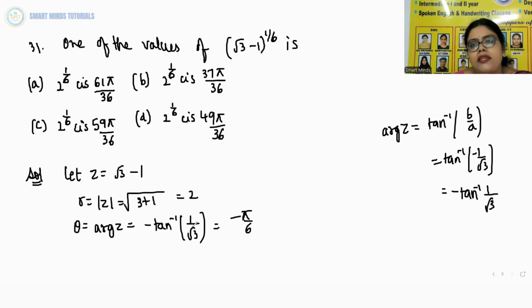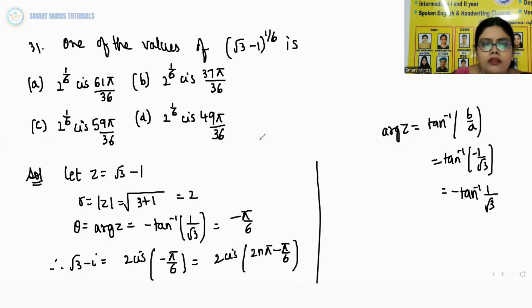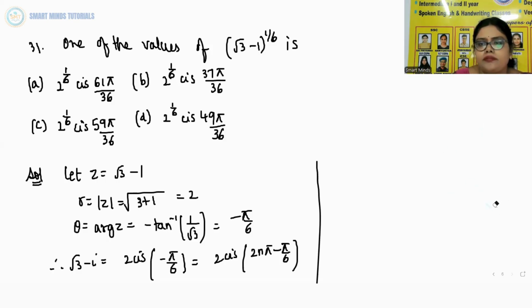Now when is tan theta 1 by root 3? At 60 degrees. So that is pi by 6. So therefore root 3 minus i can be written as 2 cis minus pi by 6. So that is 2 cis, here we can write 2n pi minus pi by 6. Now after this, how to solve further?